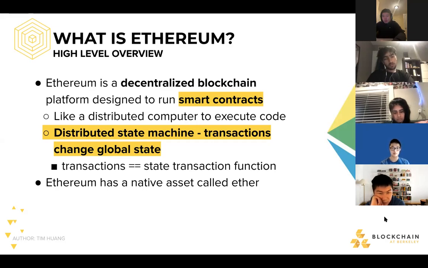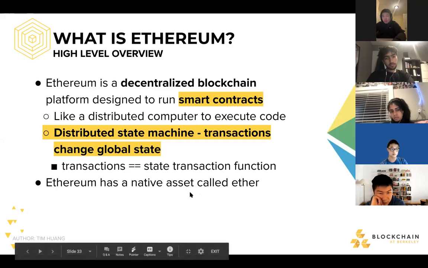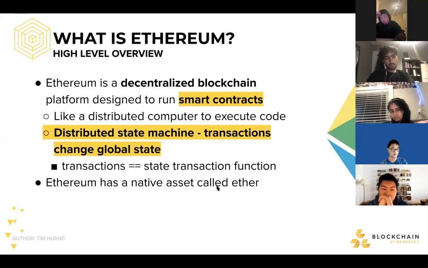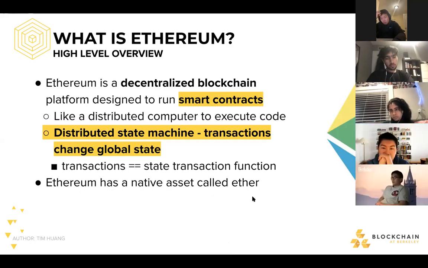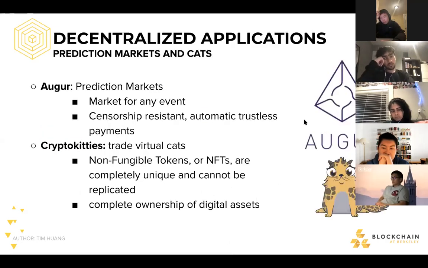You can rely on this Ethereum blockchain to be your state machine, to be like your big backend that everyone can see. So yeah, a transaction to the Ethereum blockchain is like a state transition function. And Ethereum has a native asset called Ether or ETH, which we'll get into. And that's what you'll have to use to drive your applications.